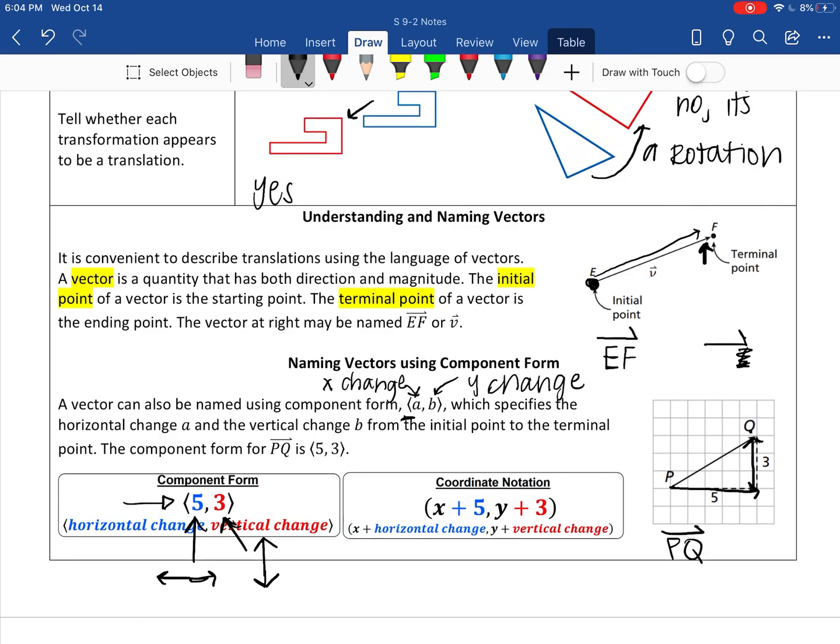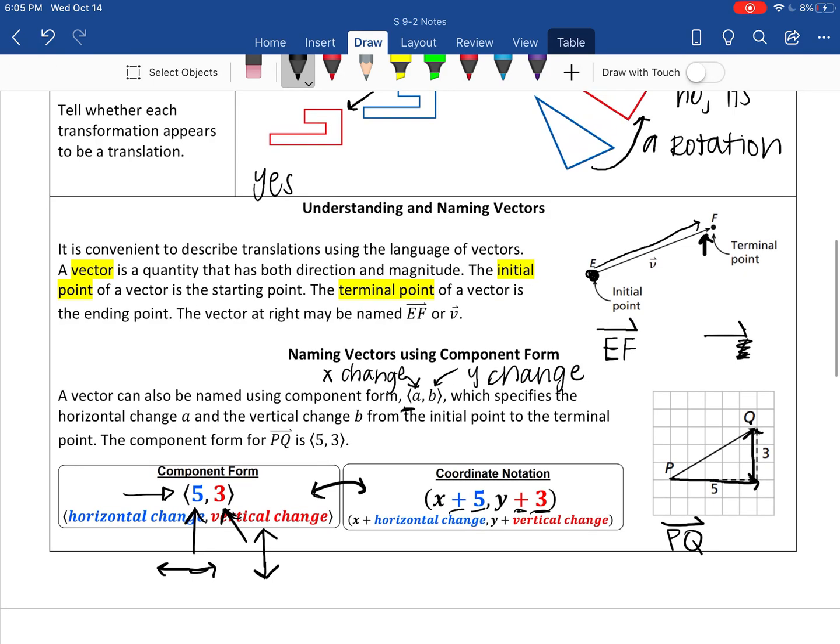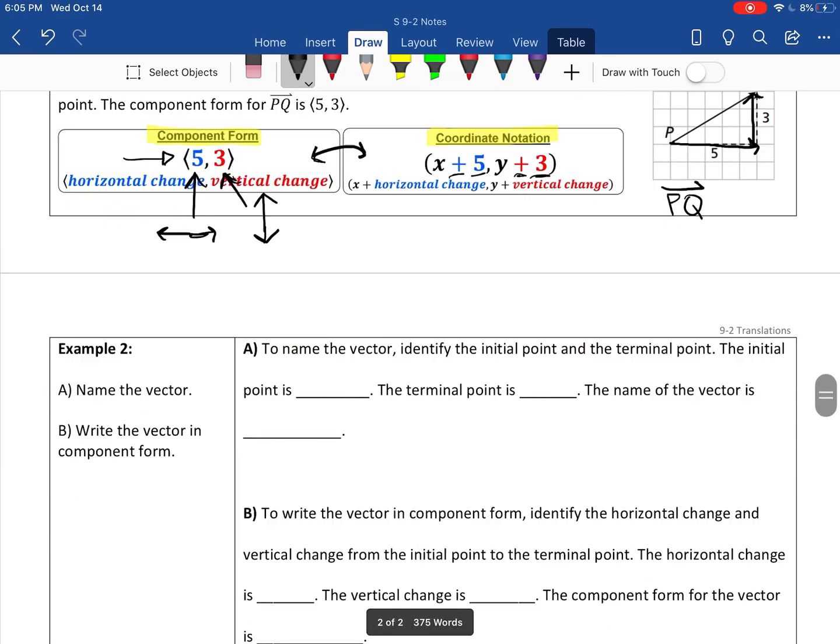The other kind that you are familiar with is coordinate notation. We did a little bit of this in the last notes, where it's literally going to tell you add 5 to your x or add 3 to your x. These tell you the exact same thing and they can be interchangeable. So this is component form. This is coordinate notation. You will need to know the difference between the two, so make note of that.